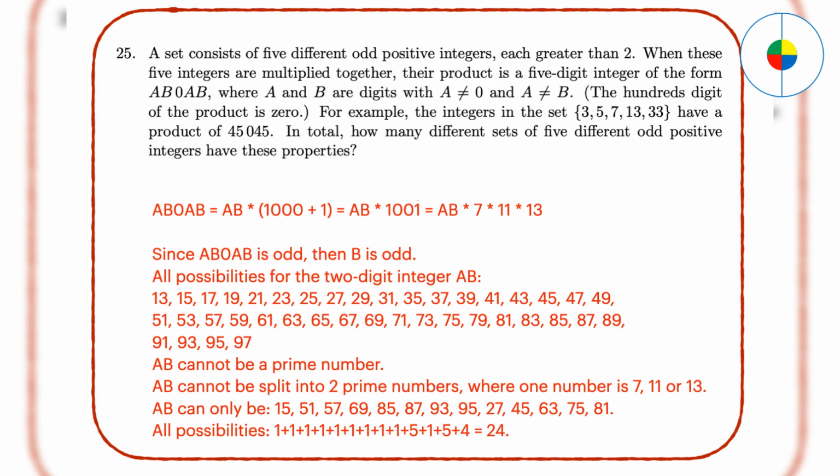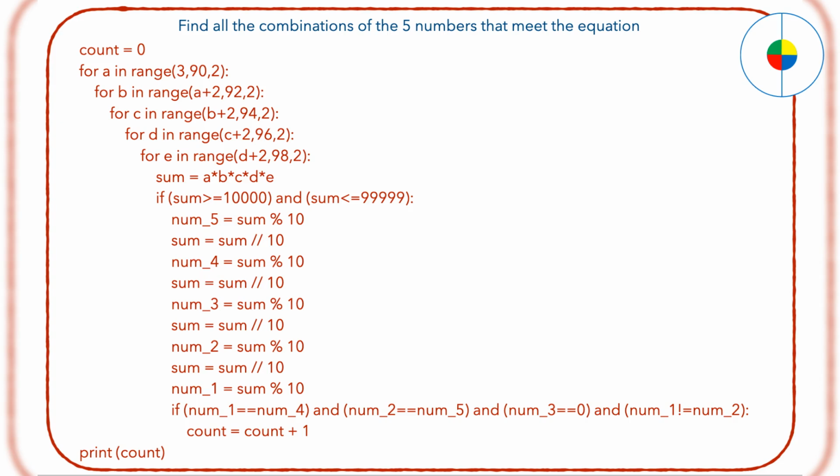The last problem is from Grade 10 Math Contest. This is quite complicated in math, but is much easier by using a computer. Some simple code can help you find all the combinations of the 5 numbers. Since the numbers are greater than 2 and they are all different odd numbers, we can do some initial setup for those 5 numbers by using for loops. Then, we calculate the product of those 5 numbers.